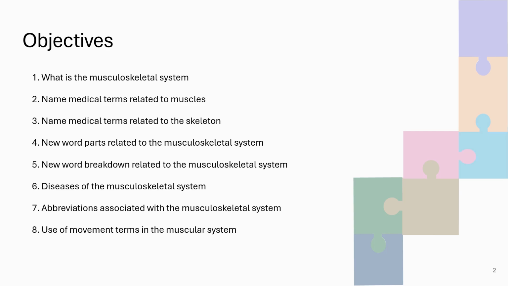Again, this isn't really a pathology heavy course, but I think it's really important to look at how medical terminology impacts your ability to understand what diseases are. We're going to look at some new abbreviations, and we have some special additions in this one. We're also going to look at some movement terms in the musculoskeletal system.